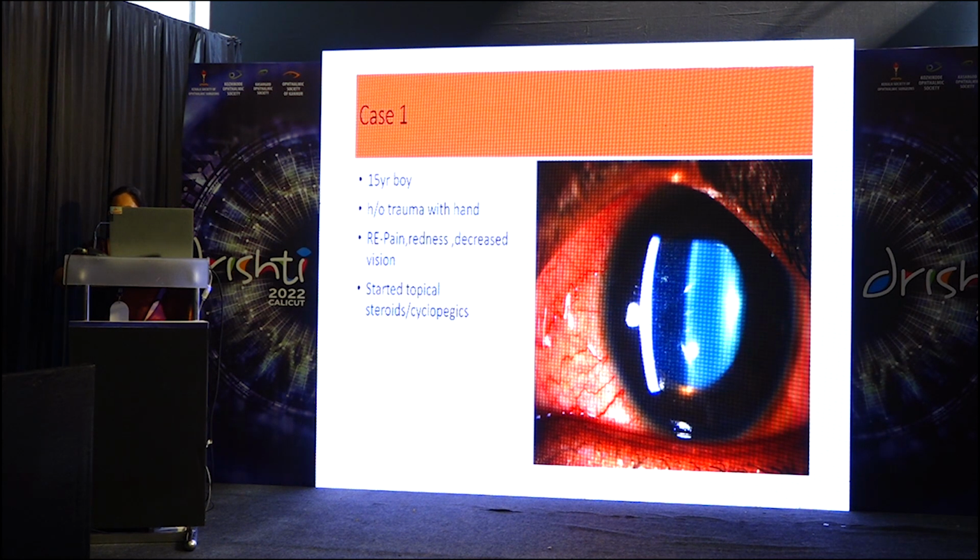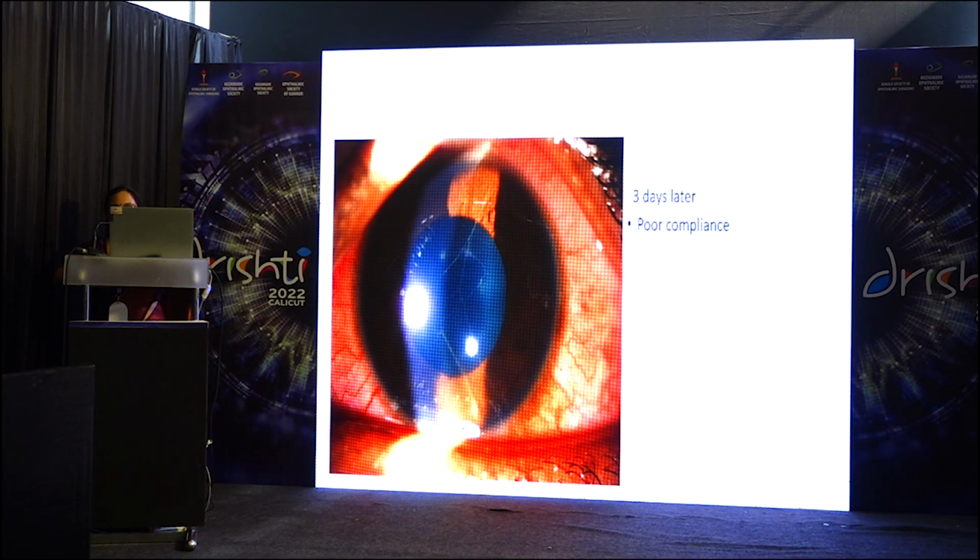There are no investigations required. This patient was started on topical steroids and cycloplegics. He came back to us after 3 days. He had gone to school and stopped all his medications. Now, you have an eye which has got a few fibrinous membranes in the anterior chamber. This patient was then admitted, started on oral and topical steroids, and he's doing well.